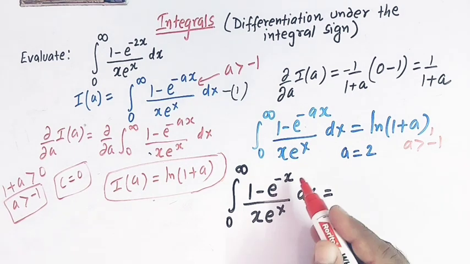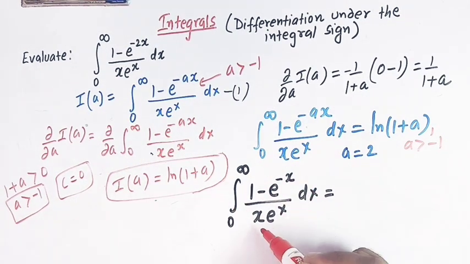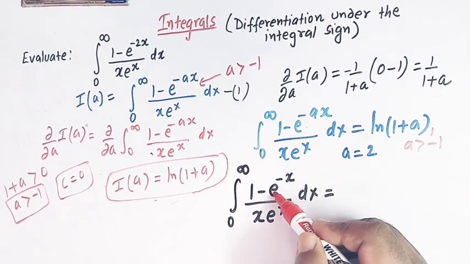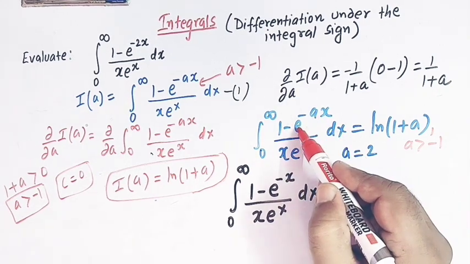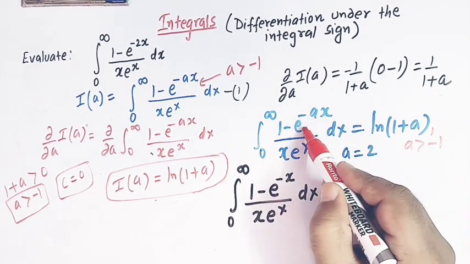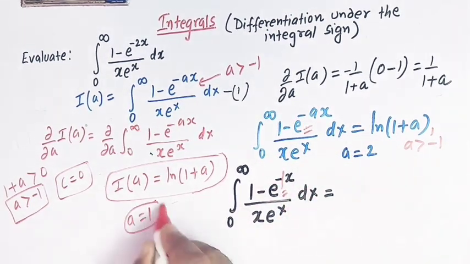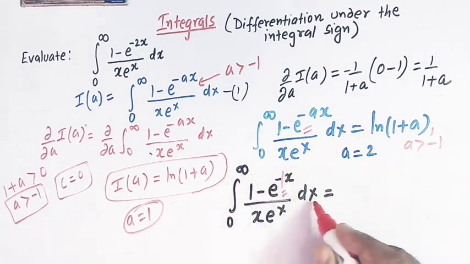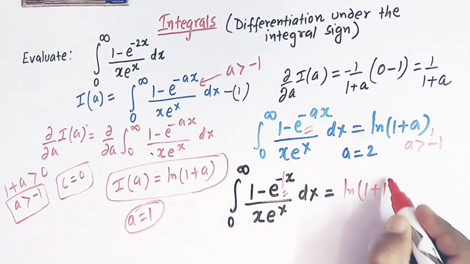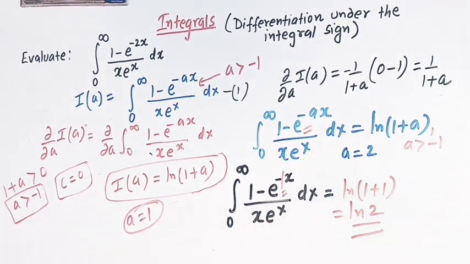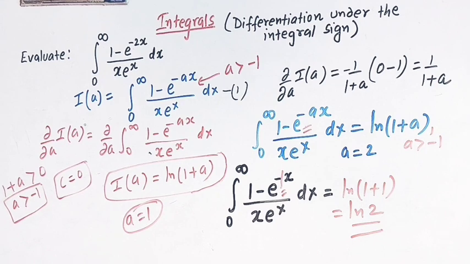Now, similarly, if we wish to find out the value of this integral, then we can compare this integral with this one. And if we see, here we have e raised to minus x, and here we have e raised to minus ax. So if we compare this term with this one, then the value of a is equal to 1, right? So the direct value of this integral is log of 1 plus 1, and that is equal to log of 2, right? So viewers, this is how by making use of the concept of differentiation under the integral sign, we can evaluate these kind of integrals.